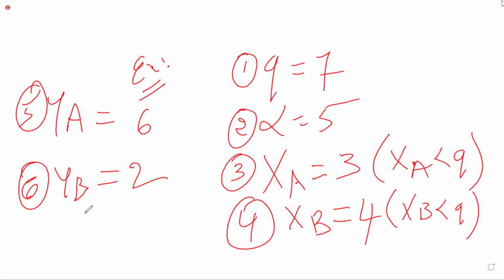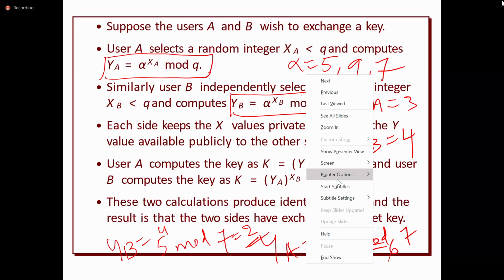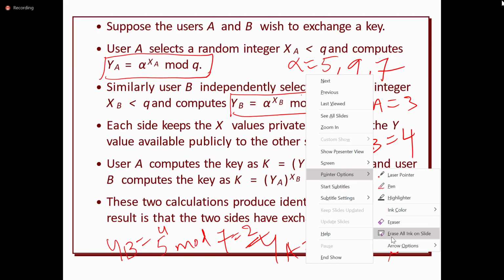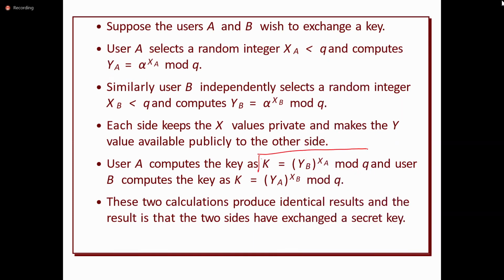now the key should be calculated at the sender side. So first, calculating the key at the sender side, the sender has to use the receiver's public key. So I will display the formulas. So this is the formula. K is equal to YB to the power XA. This is for the sender and this is for the receiver. You just calculate and tell me.